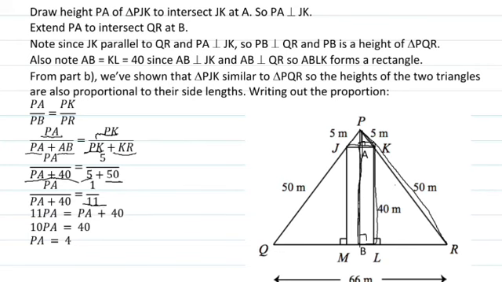Now let's multiply both sides by both denominators. So we'll end up with 11 times PA equals PA plus 40 times 1, so we're left with PA plus 40 still. And let's simplify this further. We'll subtract PA from both sides, so we'll have 10 PA equals 40. And finally divide both sides by 10, and we are left with our answer, PA equals 4. So the height of the triangle PJK from P to JK is 4.